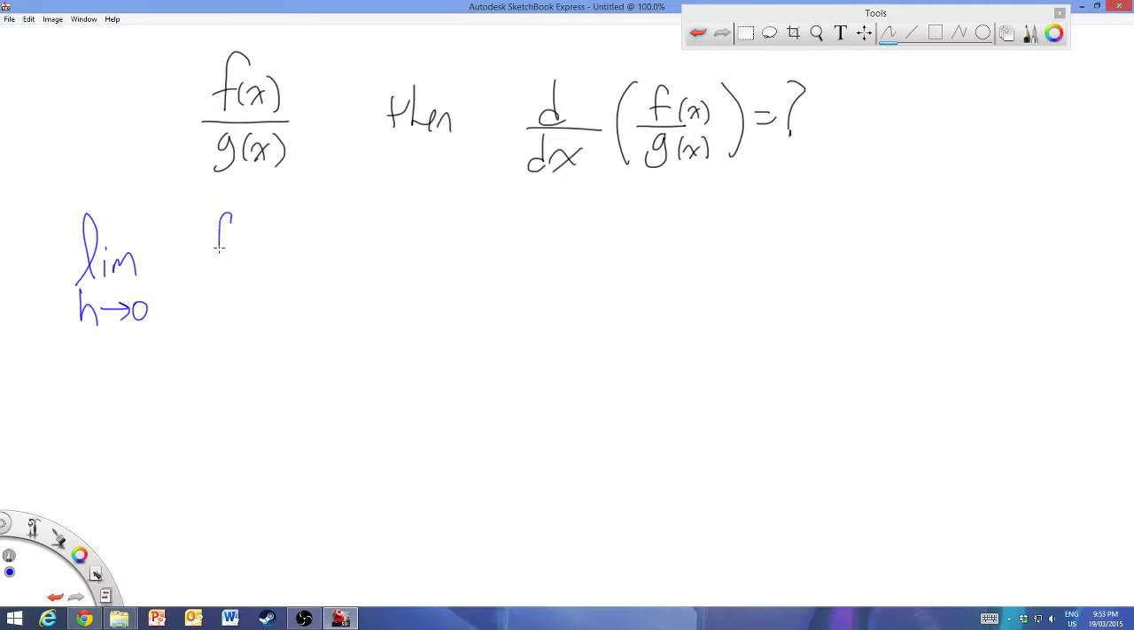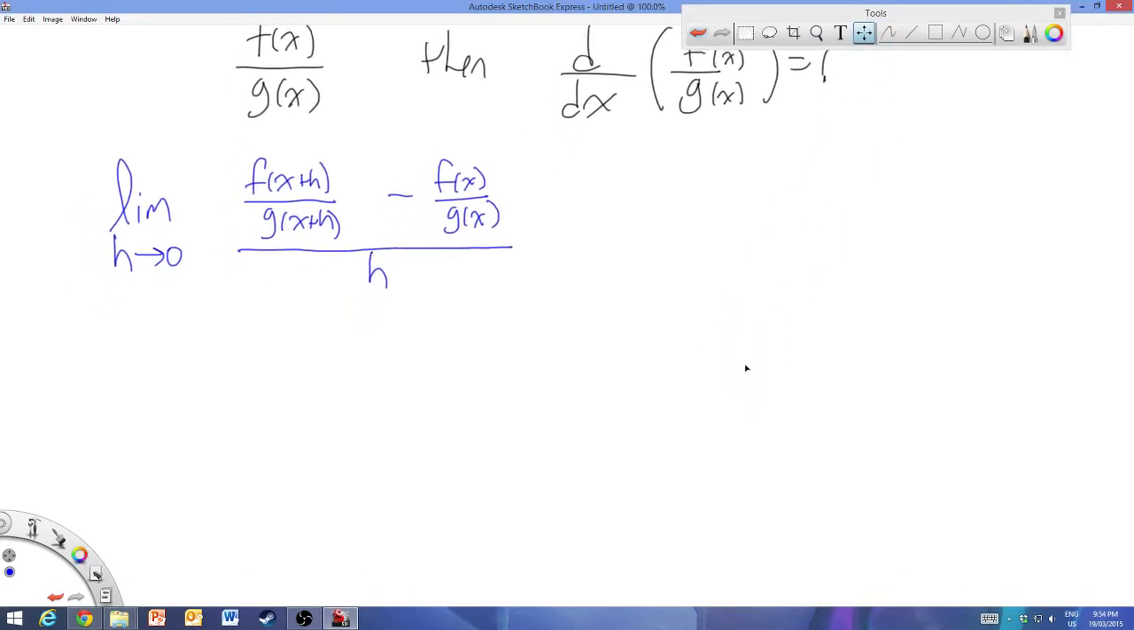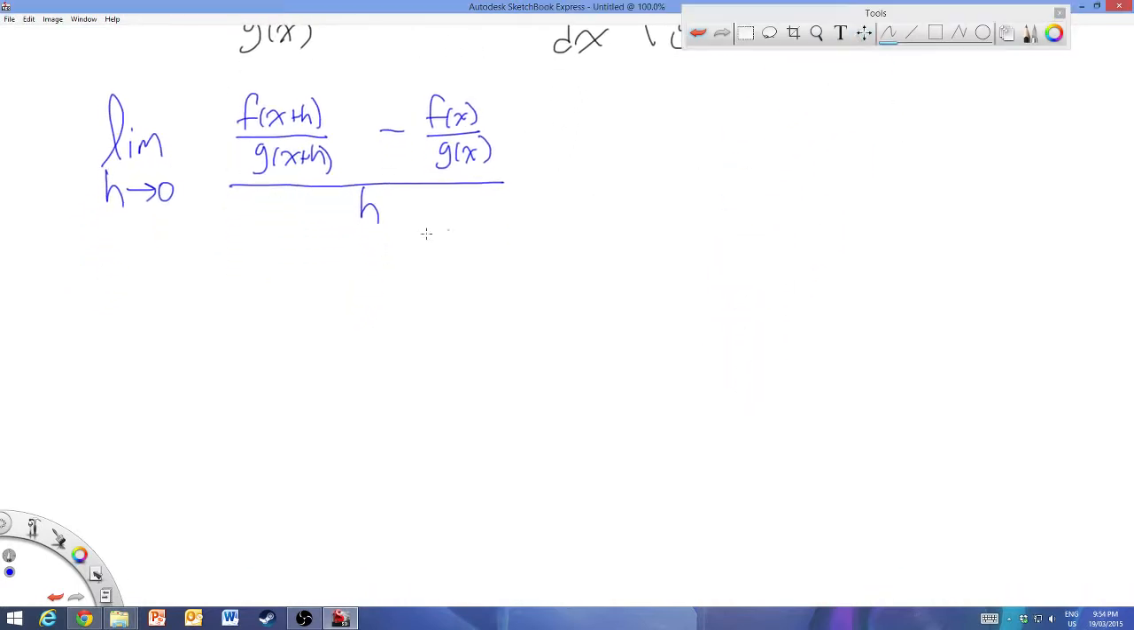I'll write it like this for now. The limit of f of x plus h divided by g of x plus h, minus f of x divided by g of x, all divided by h. Now to help keep the bookkeeping easier, so I'm not working with a bunch of fractions, I'm going to factor the 1 over h out as follows. Not 1 over 2, 1 over h.